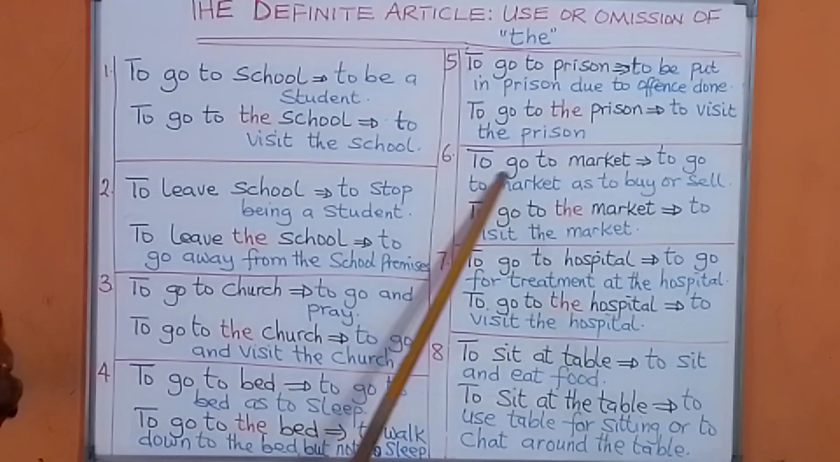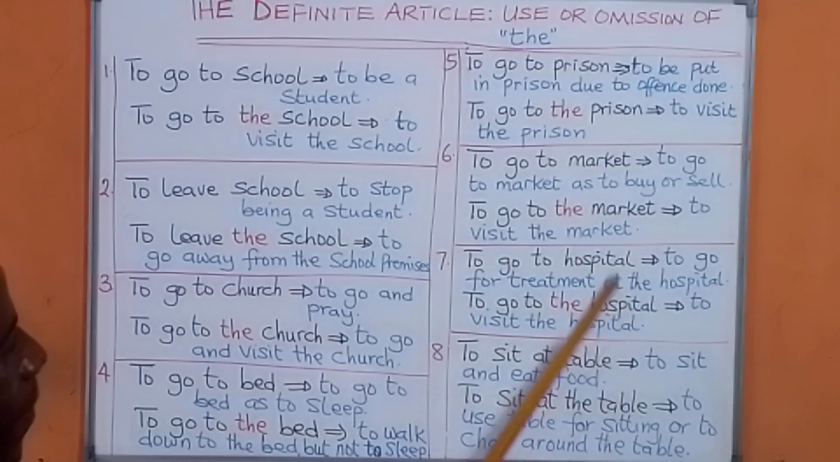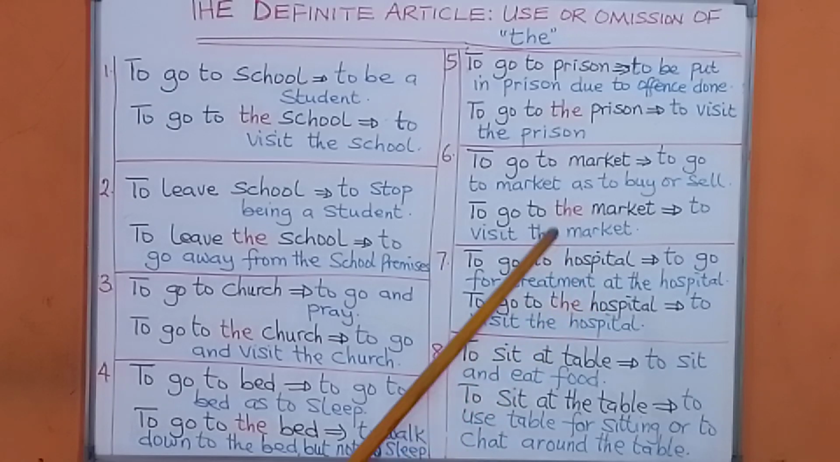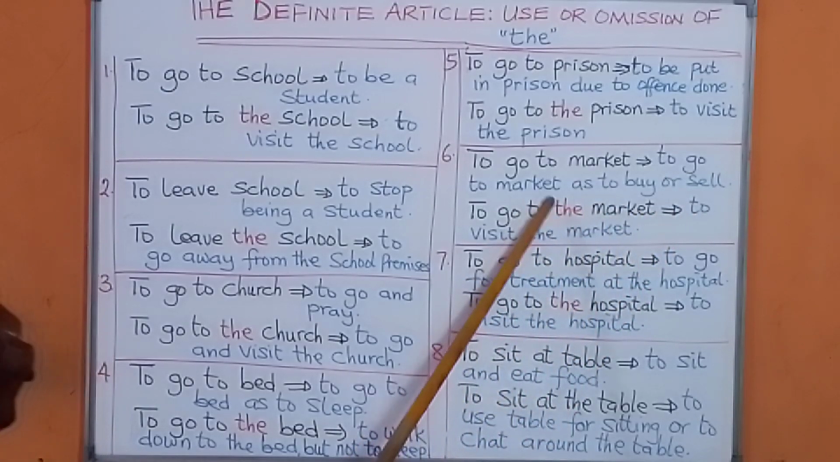Number 6, to go to market means to go so as to buy and sell. To go to the market to buy and sell. To go to market means to go in order to buy and sell. Okay? To go to market to buy and sell.